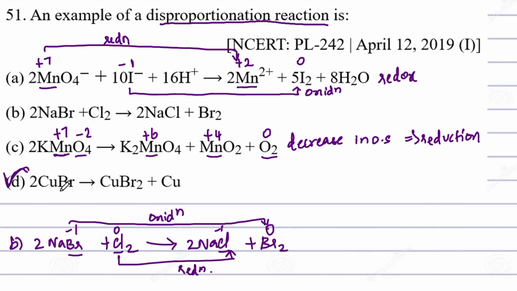Let us see that in CuBr, the oxidation state of copper is plus 1, because bromine will have the charge of minus 1, so copper will have plus 1 oxidation state. Then in CuBr2, the oxidation state of copper is plus 2. Then elemental copper has the oxidation state of 0. So from plus 1 to plus 2, it is oxidation, and from plus 1 to 0, decrease in oxidation state is reduction. So the same element is undergoing both oxidation and reduction. So the correct answer is option D.